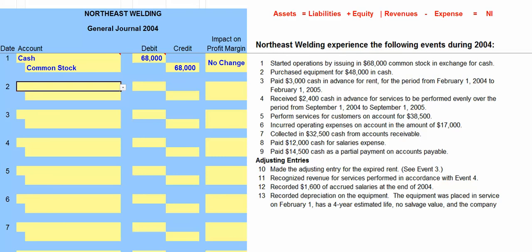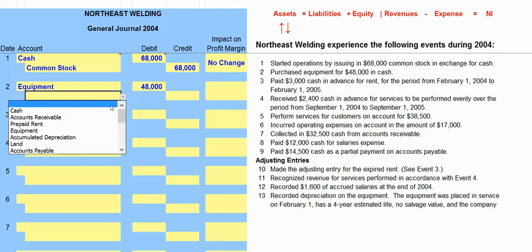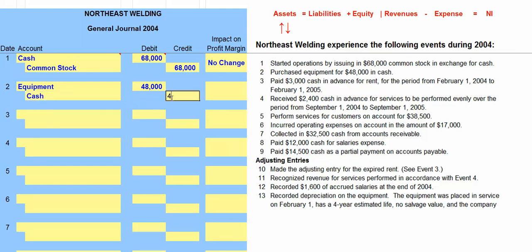Our second transaction involves the purchase of equipment for $48,000 in cash. This causes both an increase and a decrease in assets. Cash goes down by $48,000 and equipment goes up by $48,000. So our journal entry includes a debit to equipment for $48,000 to reflect the increase in assets, and a credit to cash to reflect the decrease in assets. Once again, since there's no impact on revenues or expenses, this transaction does not cause our profit margin to change.